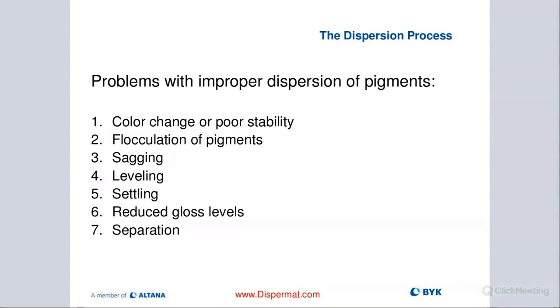If we don't do a good job dispersing, then we have a number of problems. So color change or poor stability of our color, the overall appearance is going to suffer. Flocculation of our pigments, which can actually be remedied by using the right additive that BYK USA offers. Sagging, leveling, settling, reduced gloss or even haze levels, and separation are some of the issues that come up if we do a poor job. But overall, you're not going to have a really good looking product if you don't do a good job dispersing.